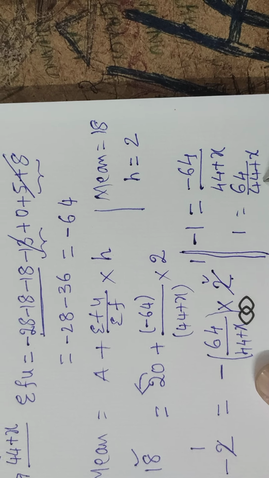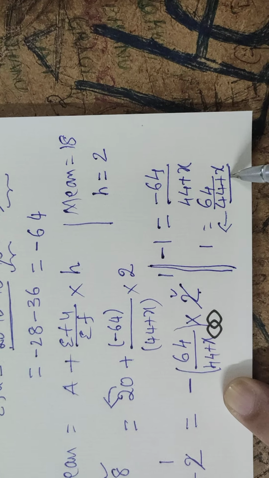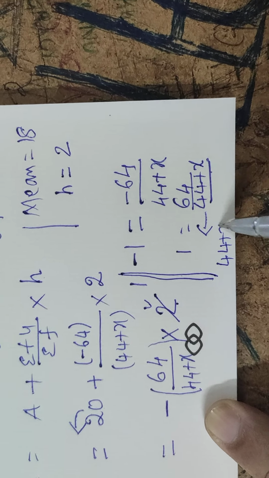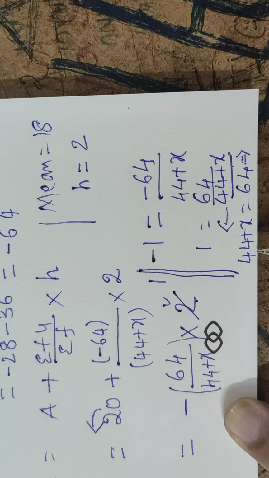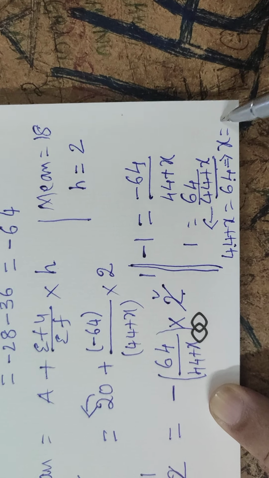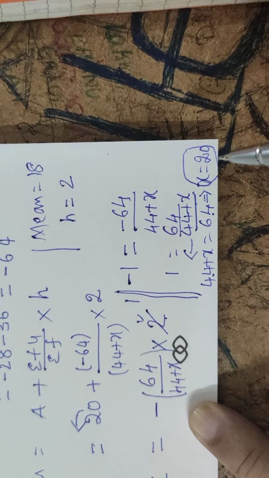Now see carefully. This 44 plus x I will take to this side. 1 into this will be 44 plus x only. Now 44 plus x is equal to 64. When you take 44 to that side, 64 minus 44, x will be 20. So the missing frequency is 20.